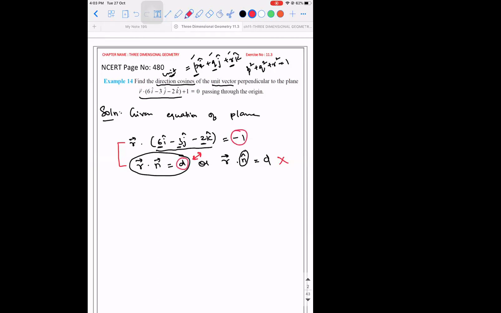So before you start comparing both, the first thing you're supposed to do is convert it into a positive form. So if this has to be positive, multiply the left hand side by negative. So minus 6i cap plus 3j cap plus 2k cap is equal to 1. Now you can compare it with r vector dot n vector is equal to d.